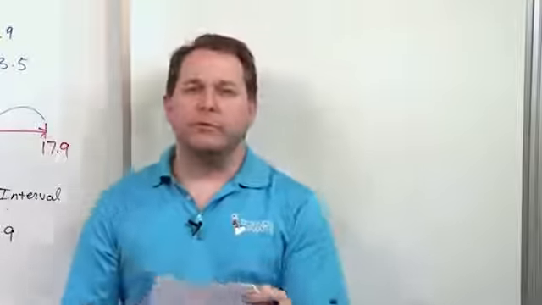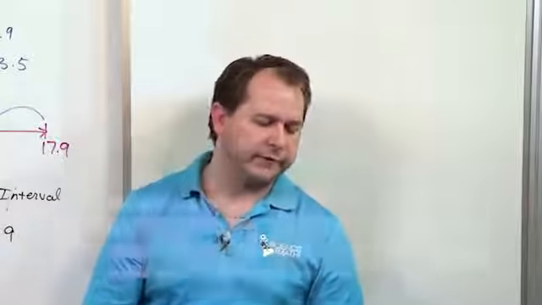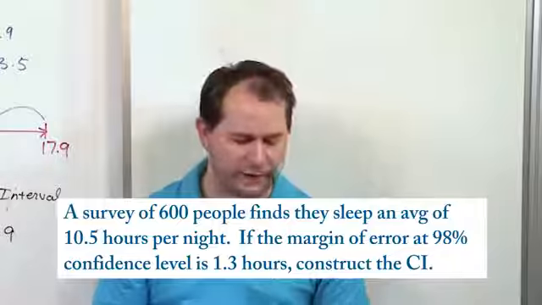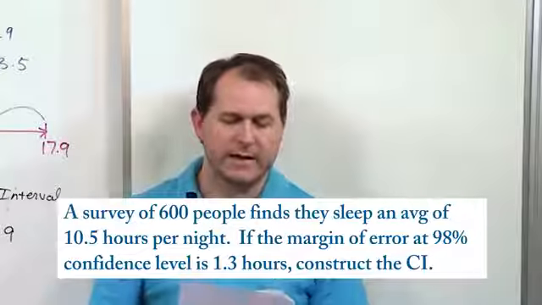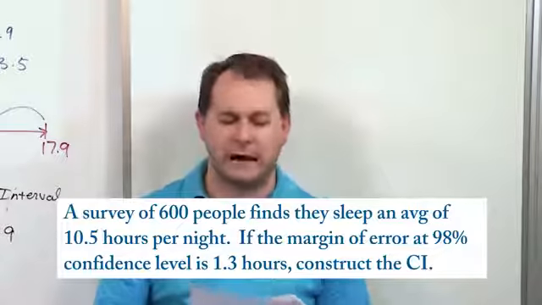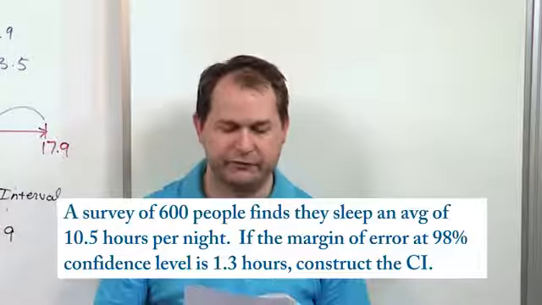So similar type of problem, we'll just do it for practice. A survey of 600 people finds that they sleep an average of 10.5 hours per night. If a margin of error at 98% confidence interval is 1.3 hours, construct the confidence interval.